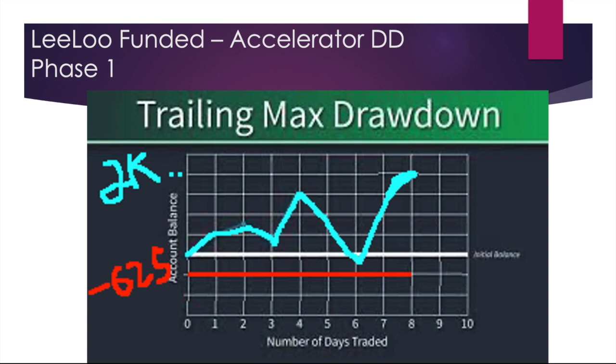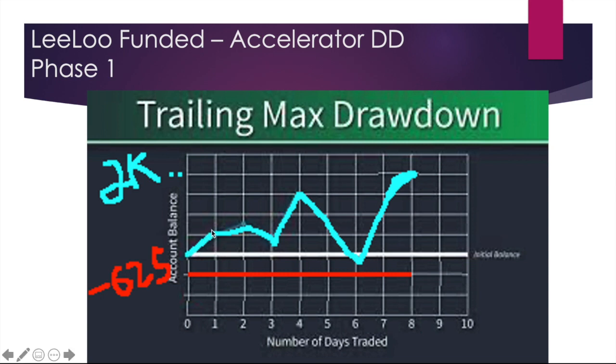The Leeloo funded accelerator account. The choice I made, the choice I somewhat recommend. Phase one. Remember, there were two phases. You start with a funded $100,000 account. You have a $2,000 goal and a 625 drawdown. This is static. Remember, this does not trail. As long as you don't come down here and touch this, you can spend as long as you want until you hit 102,000, and then you will move into phase number two.